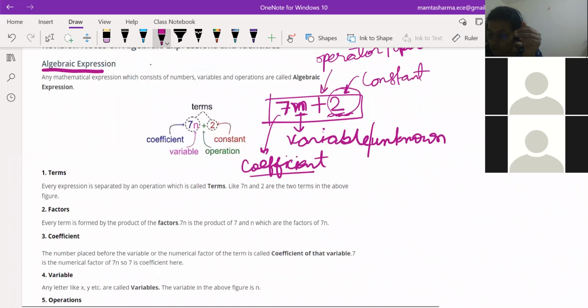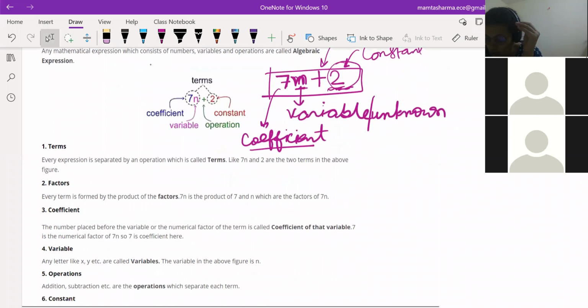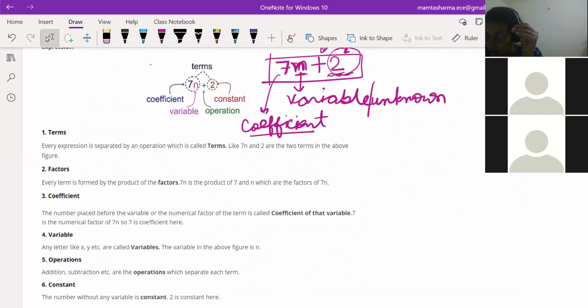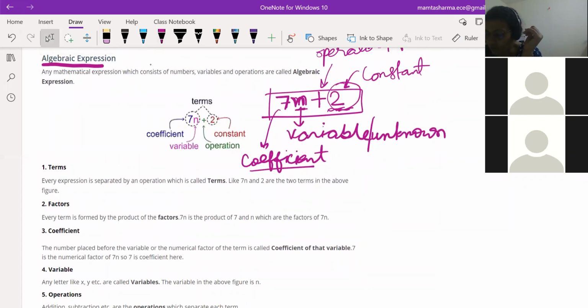Now in an algebraic expression we have seen what is the coefficient, the variable, the operator, the constant. Now we will see the factor. What is a factor? Factors and terms. A term is an expression which is separated by an operator. There is one operator plus, and these two expressions are separated by an operator. So these are known as terms. There are two terms. 7n is a term and the other is 2.